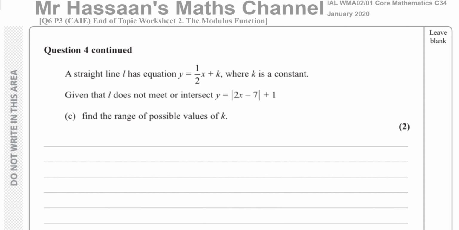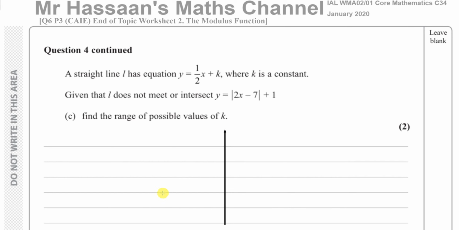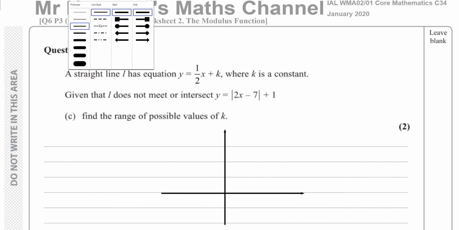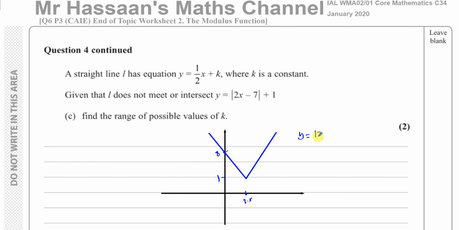So I'm just going to do a quick sketch again of the original graph. We've already worked out what we need to. So we know that it crosses the y-axis at 8, and it turns at 3.5, 1. So this is the graph. This is 3.5, this is 1, this is 8, it's not to scale, of course. This is a graph of y equals the modulus of 2x minus 7 plus 1.